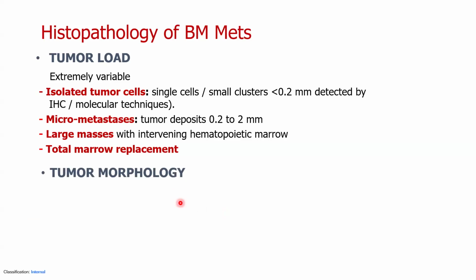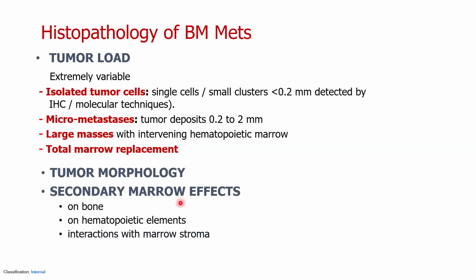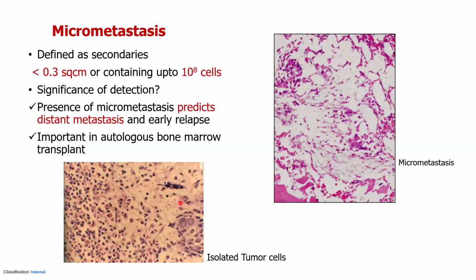Now, we can also ascertain the type of morphology and also have a look at the secondary effects that the metastasis has on the bone, on the hemopoietic elements, and how it interacts with the marrow stroma. So micrometastasis is defined as secondaries which are 0.3 square millimeters containing up to 10 to the power of 8 cells. And the presence of micrometastasis usually predicts distant metastasis and early relapse, and it is very important in autologous bone marrow transplant.